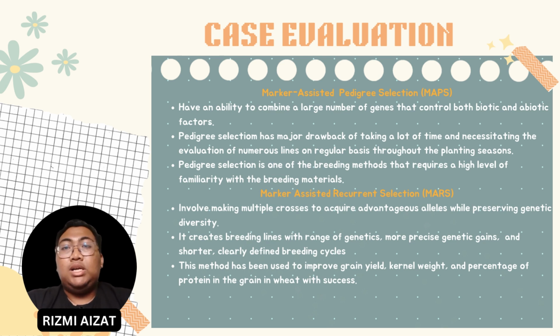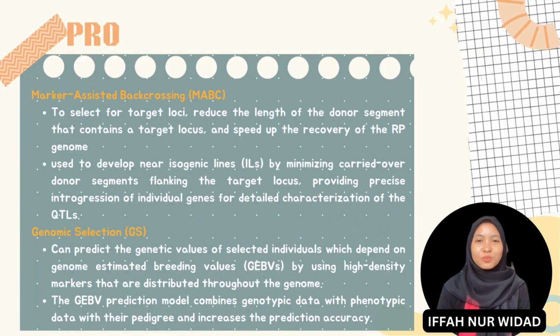Second, marker-assisted recurrent selection (MARS) involves making multiple crosses to acquire advantageous alleles while preserving genetic diversity. It creates breeding lines with a range of genetic diversity, more precise genetic gain, and a shorter, clearly defined breeding cycle. This method has been used to improve grain yield, kernel weight, and percentage of protein in the grain in wheat with success.